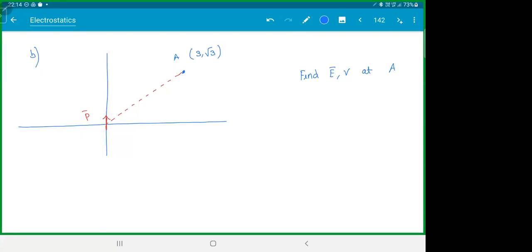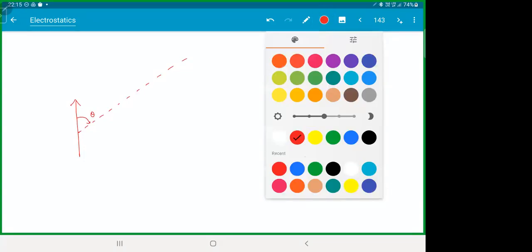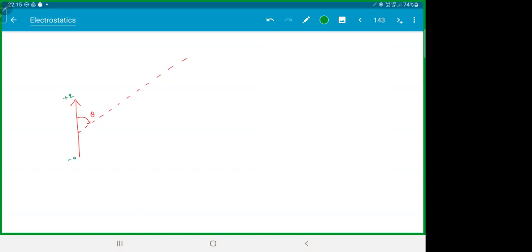Any answers? You have to be careful how you measure theta and all that stuff. What is theta here? See, I'll exaggerate the figure here. This is there, na? This is theta, na? Because theta is measured from plus q to minus q ka rotation.